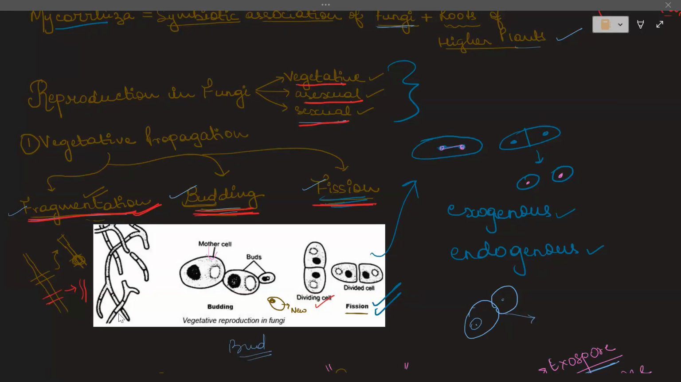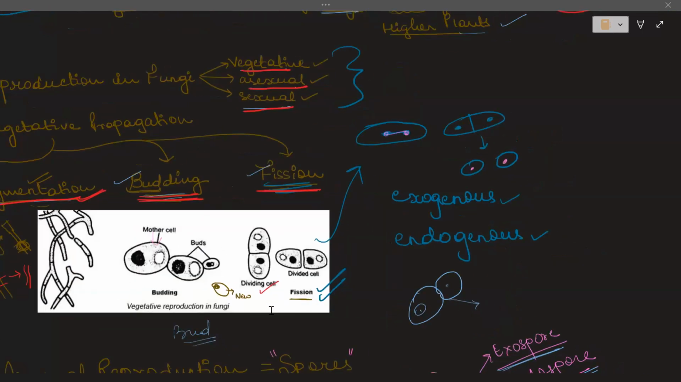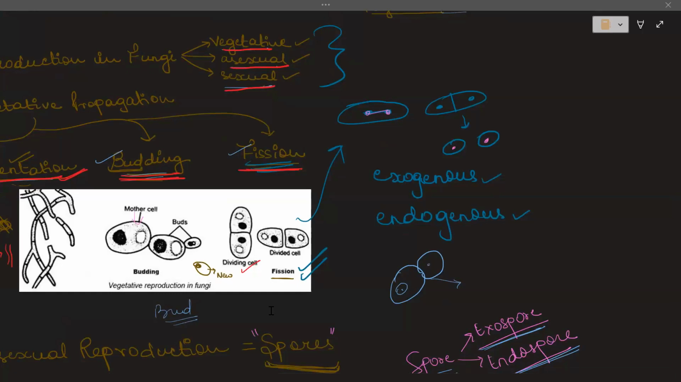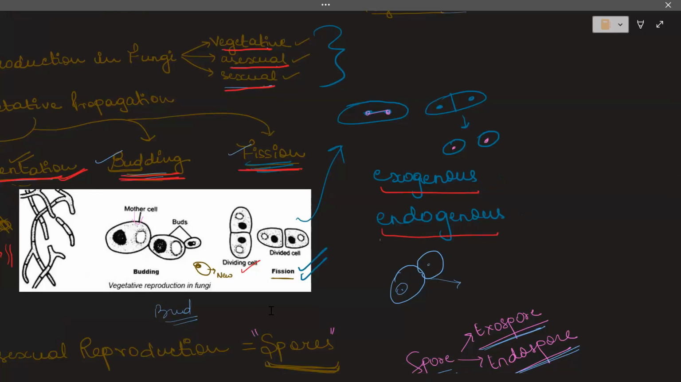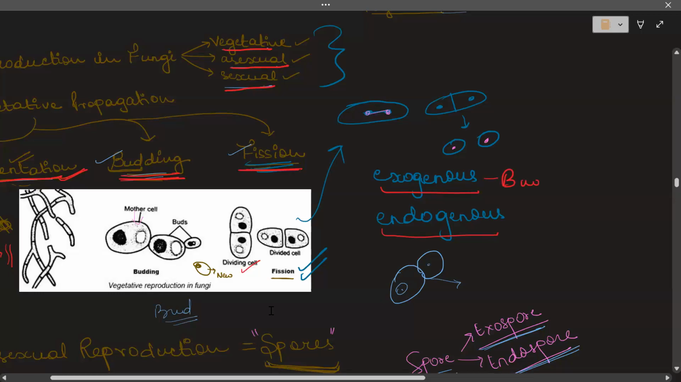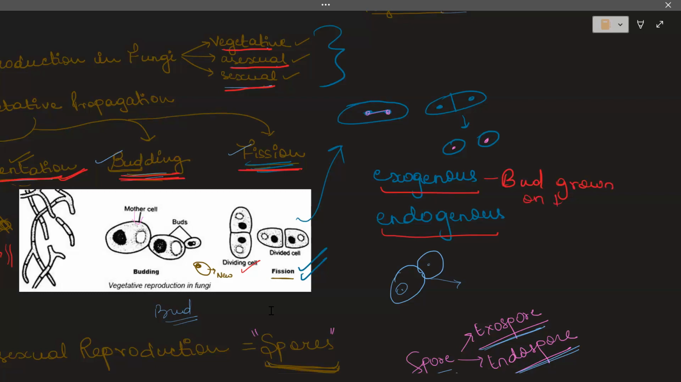Can you tell what is exogenous and endogenous? Exogenous is the outside part, endogenous is the inside part. If the bud grows on the parent body, then that is an exogenous bud. If the bud grows inside the parent body, then that is an endogenous bud.